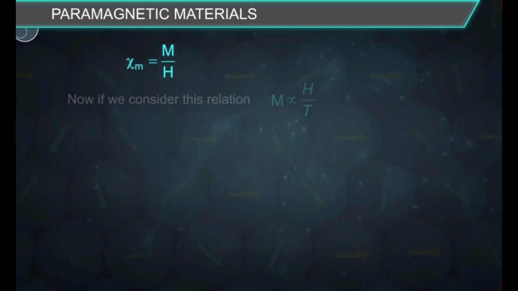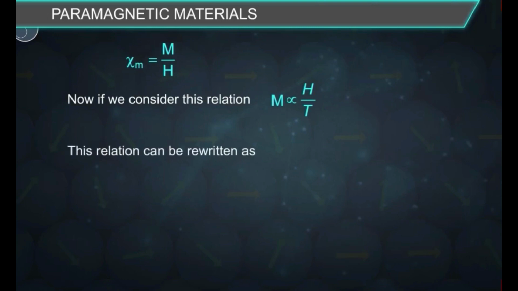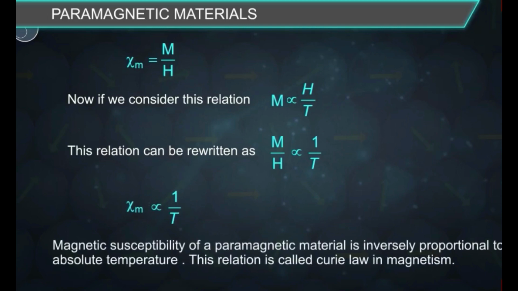Now, if we consider this relation, M is proportional to H by T. This relation can be rewritten as M by H is proportional to 1 by T. Now let us replace M by H with magnetic susceptibility. From this relation, we can say that the magnetic susceptibility of a paramagnetic material is inversely proportional to absolute temperature. This relation is called Curie law in magnetism.